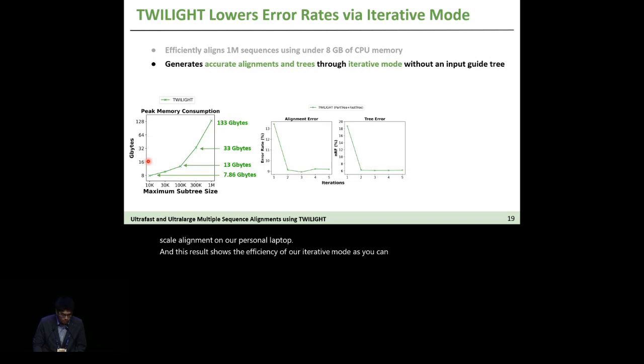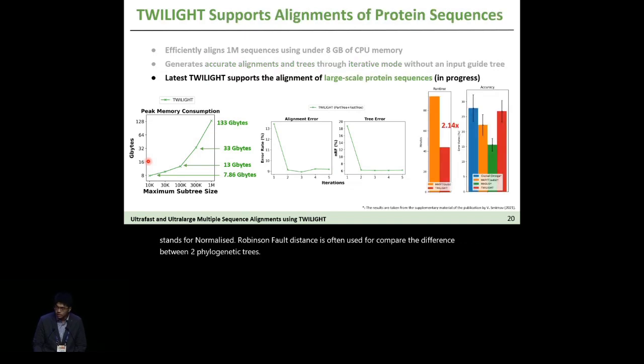As you can see here, TWILIGHT iterative mode can lower the error rates of alignments and trees through multiple iterations. The NRF here stands for normalized Robinson-Foulds distance. It's often used to compare the difference between two phylogenetic trees. And lastly, TWILIGHT was originally tailored for aligning long nucleotide sequences, but in the latest version of TWILIGHT, we also add support to perform alignment on protein sequences.